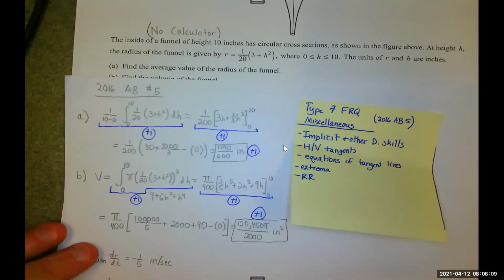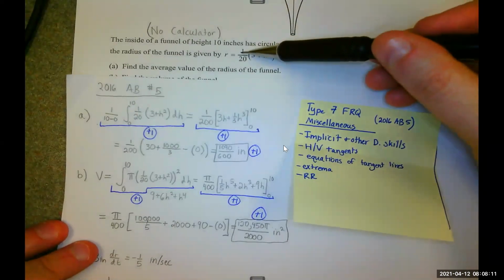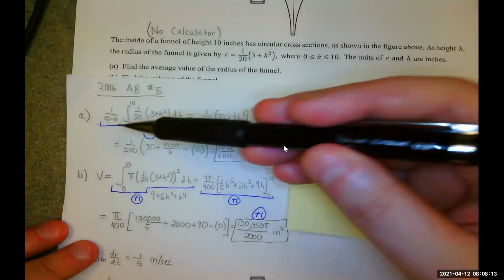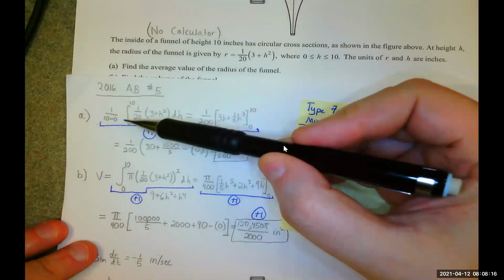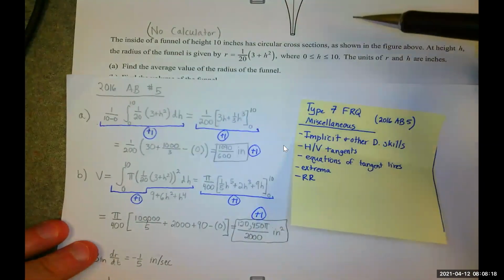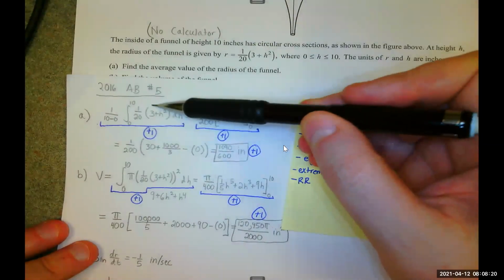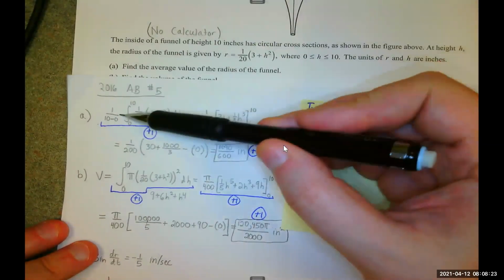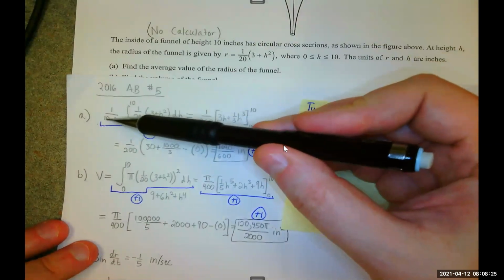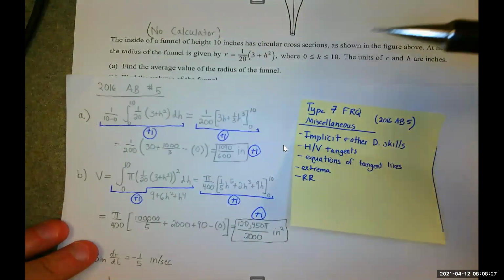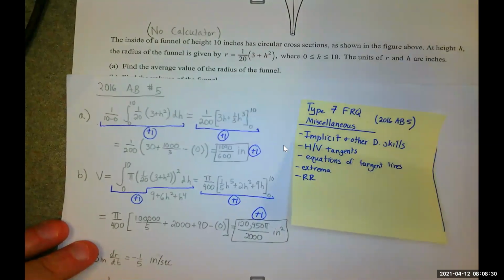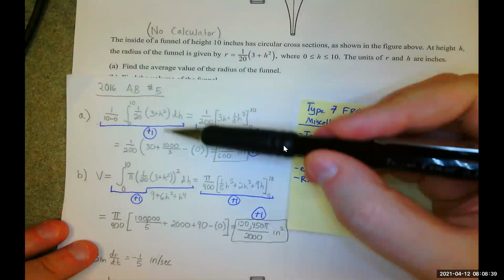Part A, find the average value of the radius of the funnel. In this case, the radius of the funnel is given as an equation. So to find an average value, I know that I need to integrate from 0 to 10 the function value of the radius, and then divide that by the difference between 10 and 0. So this particular question has some obnoxious numbers that you get from your calculations. Notice how most of the points are for the calculus. So just bear that in mind.